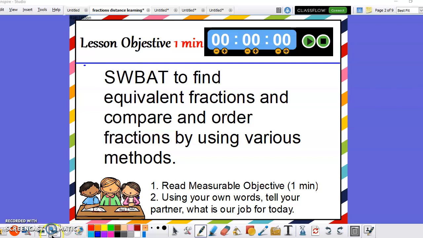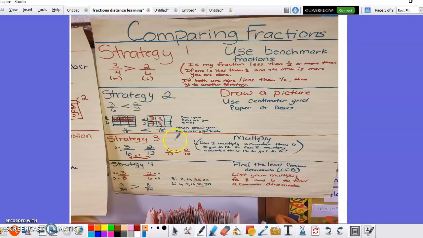So if you have been in my class or you've been with Mr. K, there's ways that we have taught you how to compare and order and find equivalent fractions. If you're in my class, one of the ways that you've seen is this anchor chart. First thing that I like to have my students do is to find a benchmark fraction. Is it more or less than half?